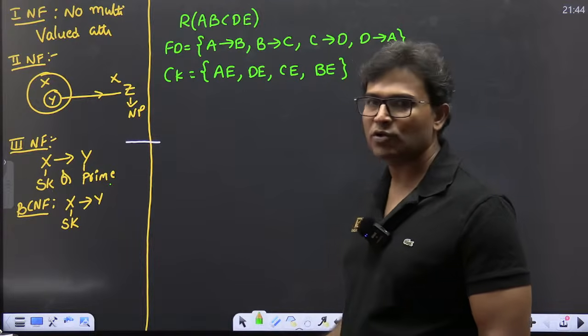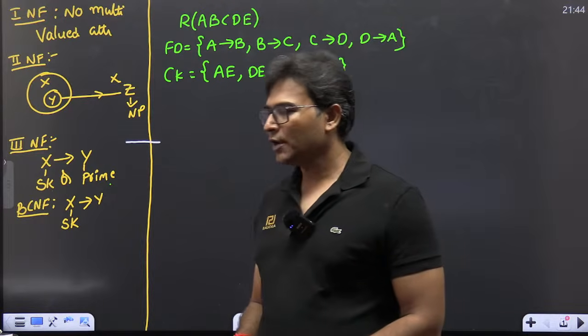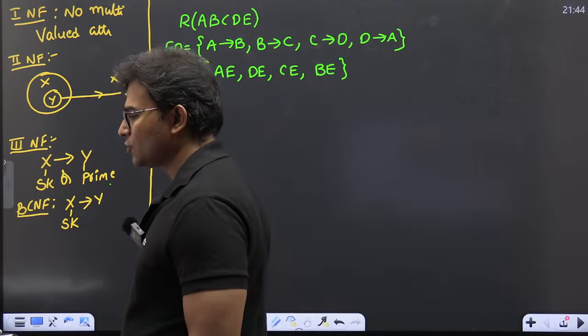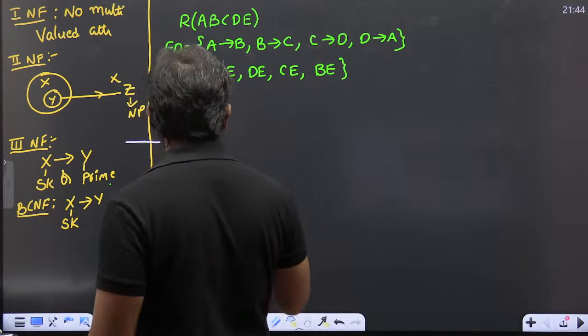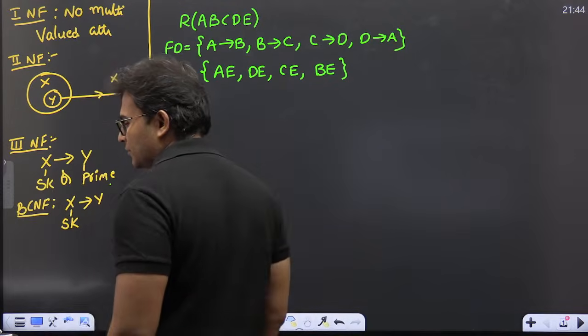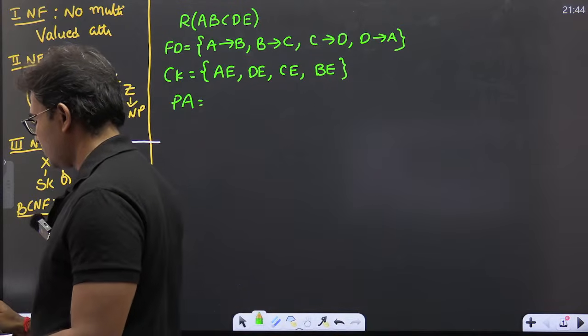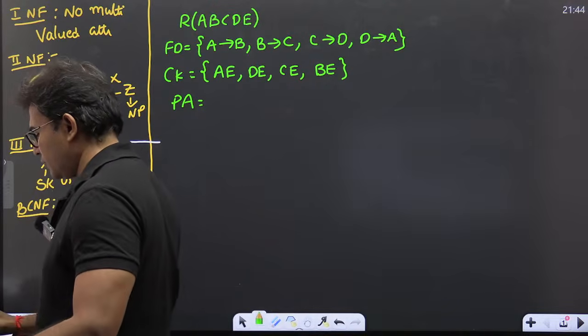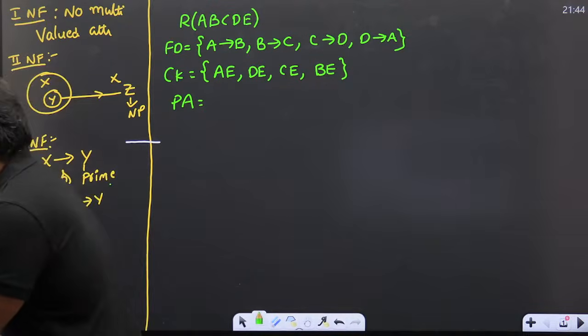Okay, try solving this question. You are getting 3NF, is it? So, what are all the prime attributes? You have to find out the prime attributes and non-prime attributes. Okay, find out, you solve it once.